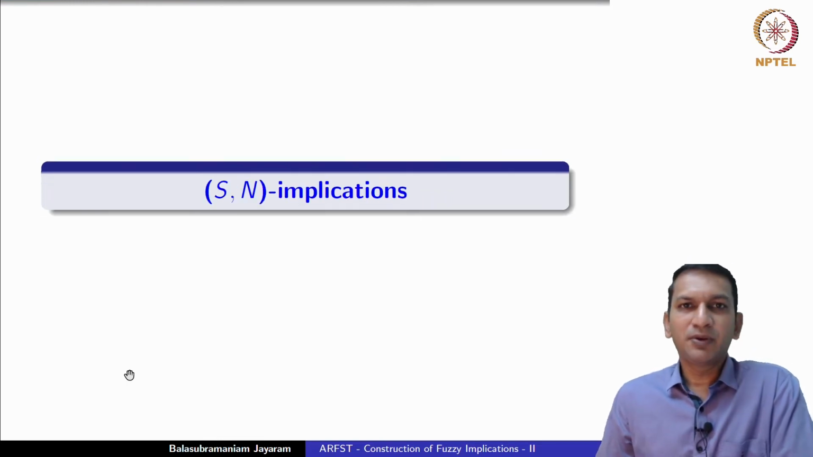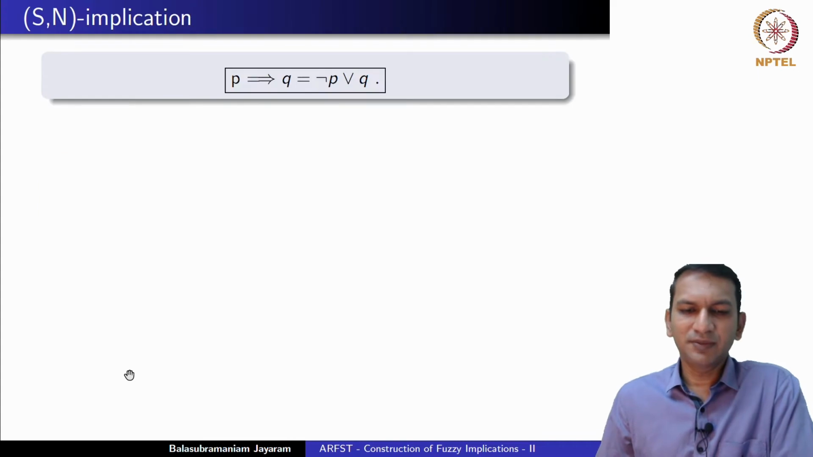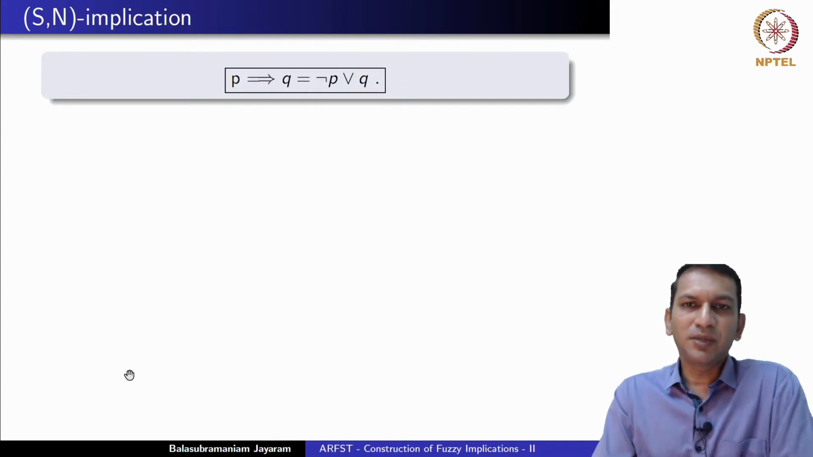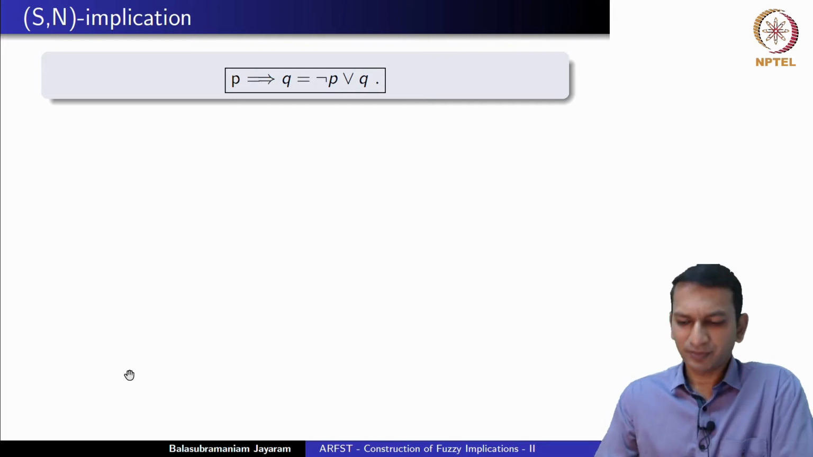A quick recap of the family of SN implications. We have seen that the truth table for the classical implication can also be captured by this formula, which is also called the material implication. P implies Q is given as negation P or Q. That means P implies Q is true either if P is false or Q is true.